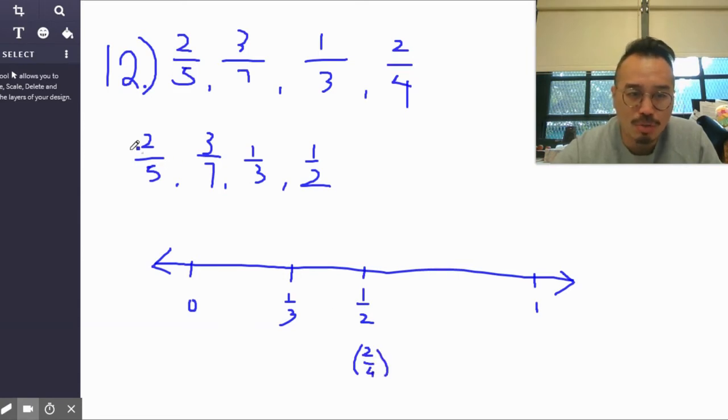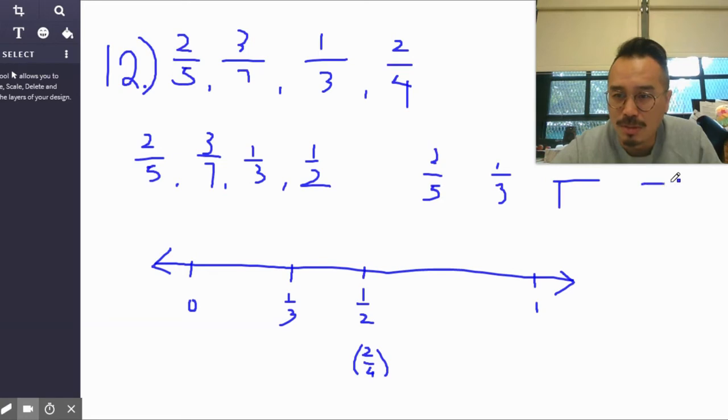So let's see how 2/5 compares to 1/3. Now, what's the common denominator there? It's 15, so 5 times 3. 3 times 2 is 6, and 3 times 5 is 5. So 2/5 is slightly bigger than 1/3. So I'm going to place 2/5 here.